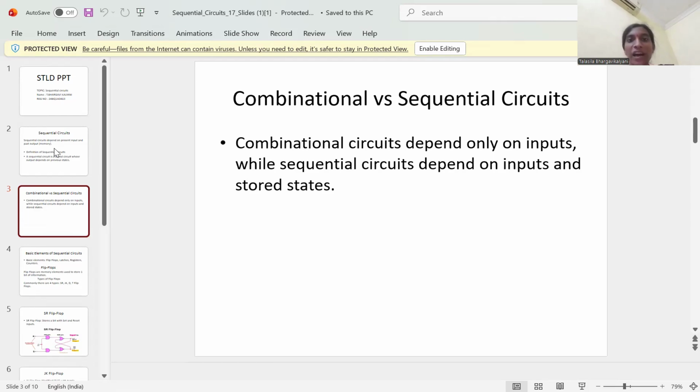Combinational circuits are faster when compared to sequential circuits because they do not have any memory element. So they function faster when compared to sequential circuits. In a sequential circuit, there is a memory element which it needs to verify to give the output. For example, combinational circuits include adders, subtractors, multiplexers, decoders, etc. Whereas in sequential circuits, we have counters, registers, flip-flops, etc.